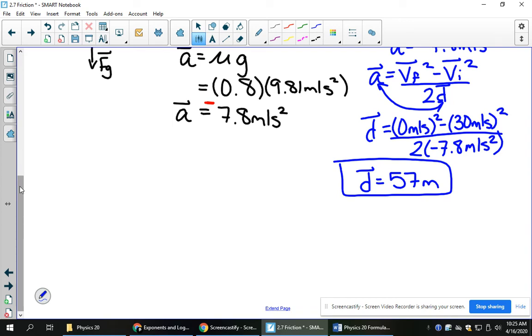So according to Newton's laws, we would have an acceleration of negative 7.8 meters per second squared because the force of friction is the only force in the horizontal direction acting on a skidding car. We would then use that acceleration in a kinematics formula to solve for the displacement that it takes the car to stop.